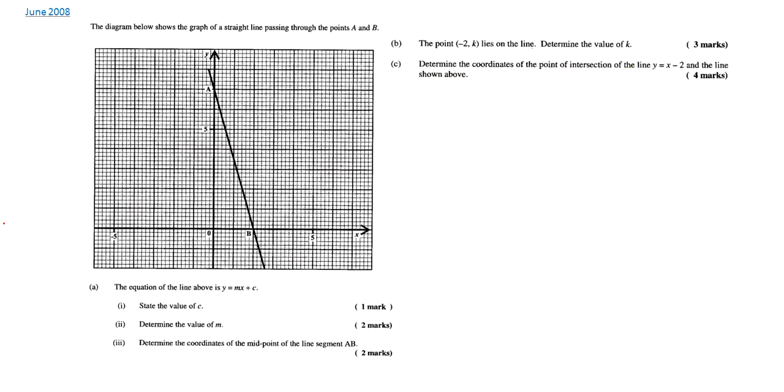Let's look at another example. This one is June 2008, and again we have a straight line AB, and let's see what is happening here. Right, so the equation of the line above is y equal mx plus c. State the value of c. So the value of c is really the y-intercept. So we need to look at the graph to see where the y-intercept is.